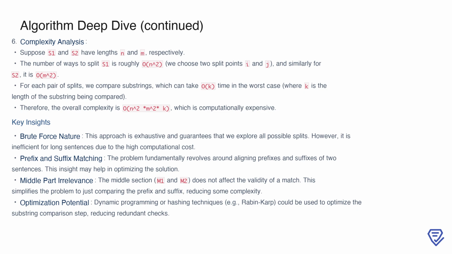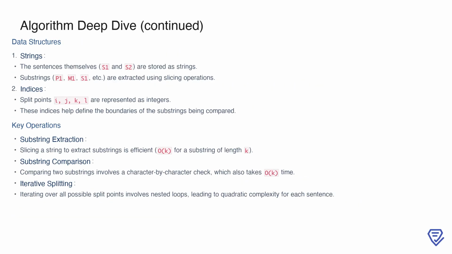Second, the problem fundamentally revolves around matching prefixes and suffixes, which simplifies the problem by allowing us to disregard the middle sections, M1 and M2. This means we can focus solely on aligning the boundaries. Finally, optimization techniques like dynamic programming or hashing, such as Rabin-Karp, can reduce redundant substring comparisons, making the algorithm more efficient. To implement this algorithm, we rely on basic data structures and operations.